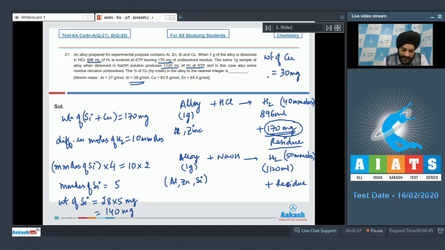So the total mass was 1 gram and the weight of copper was 30 milligrams. So this must mean that the percentage by weight of copper in the sample is equal to 3%. So students, for this question, we have to mark the answer as 3. Let us look at the next question now.